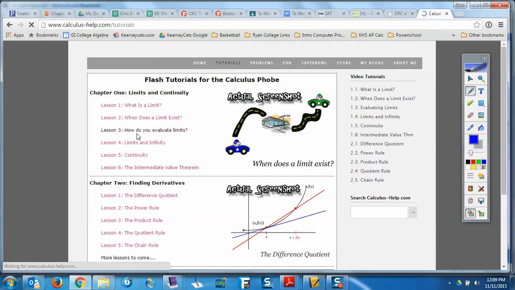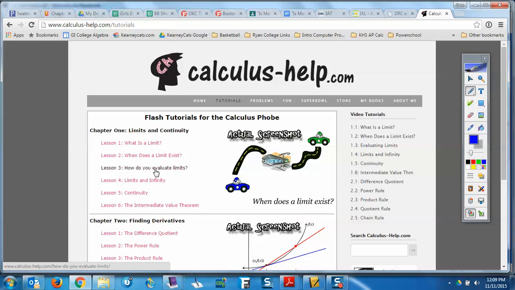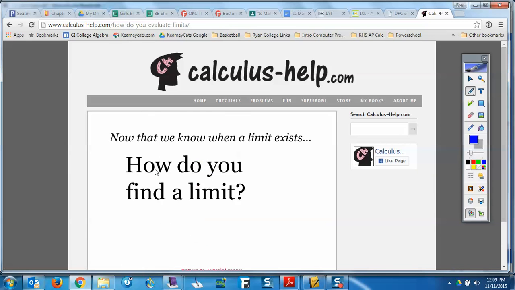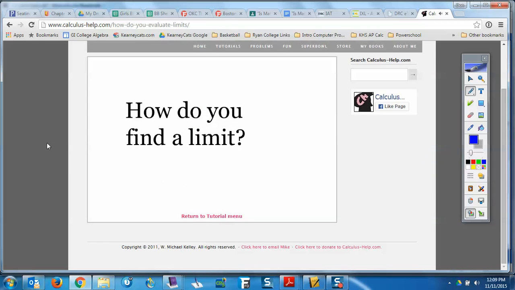Okay, last one of these, and this is going to get into actually doing some calculation using some algebra, and that's what part of our homework is going to be. Once you can determine whether or not a limit exists, the next logical step is to try to figure out what the heck that limit is. So that's what we'll be focusing on in this section. How do you find a limit? The fancy word for finding the value of a limit is evaluate.